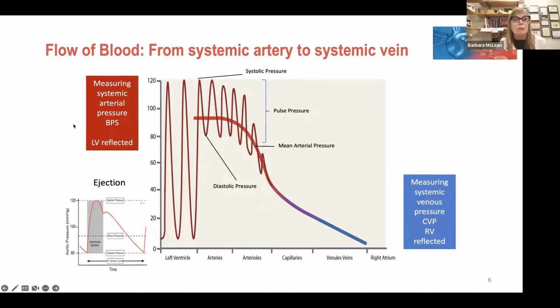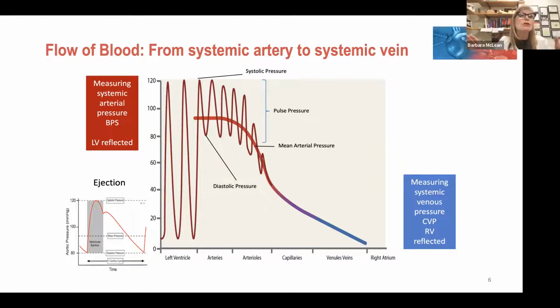Okay, so LV reflection in the arterial blood pressure systolic. And for people who work in the ICU with an A line, you're talking about also stroke volume monitoring. Okay, so LV ejects into the systemic artery. That mean pressure that's derived must be able to overcome the resistance of the right atria. And we're measuring that resistance in the right atria as CVP, which is a reflection of the RV. So CVP is RV reflected and directly monitoring the right atria.